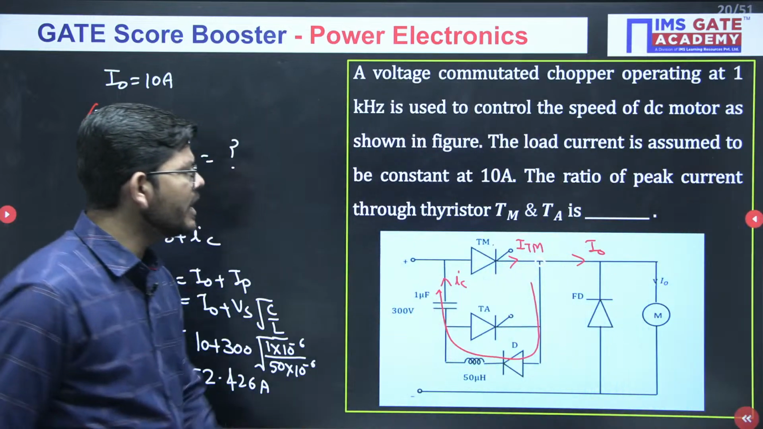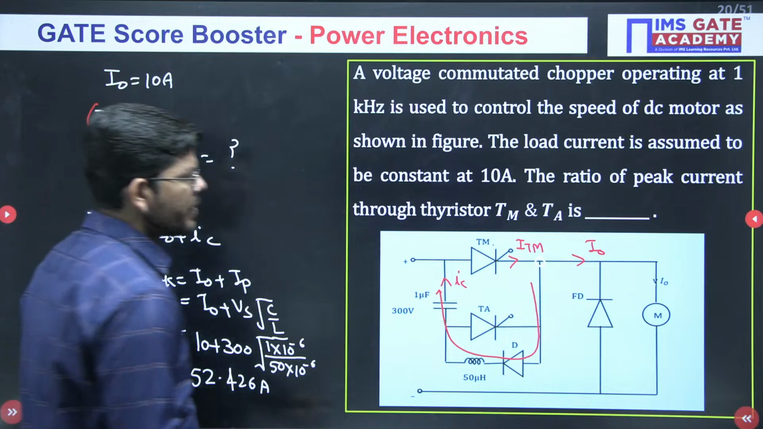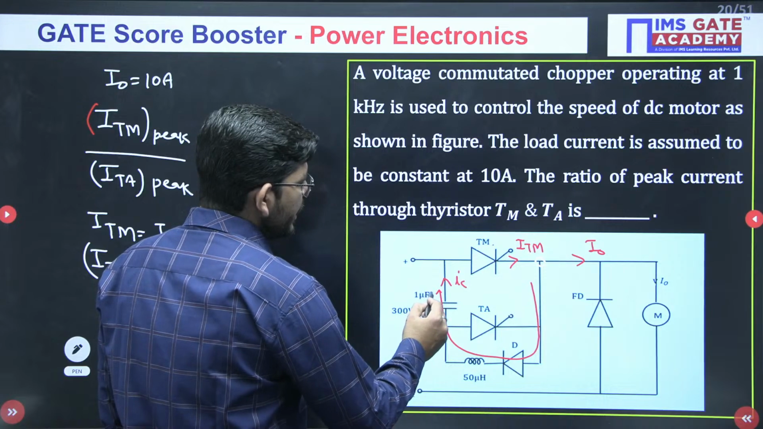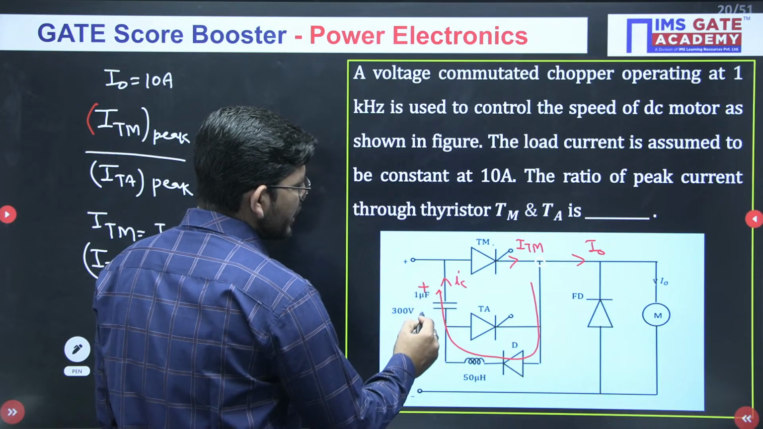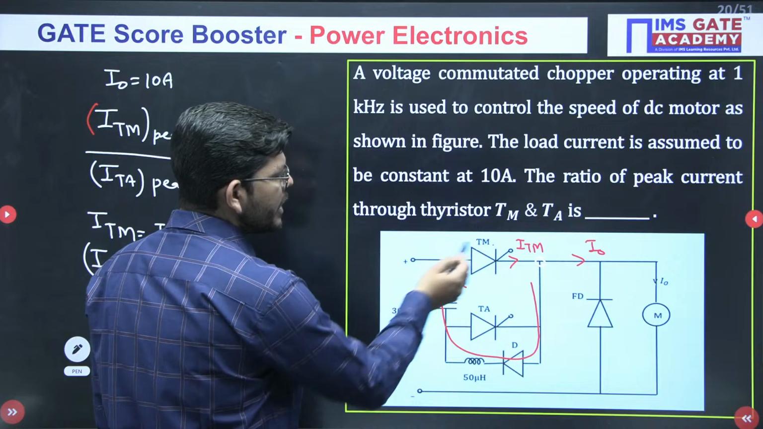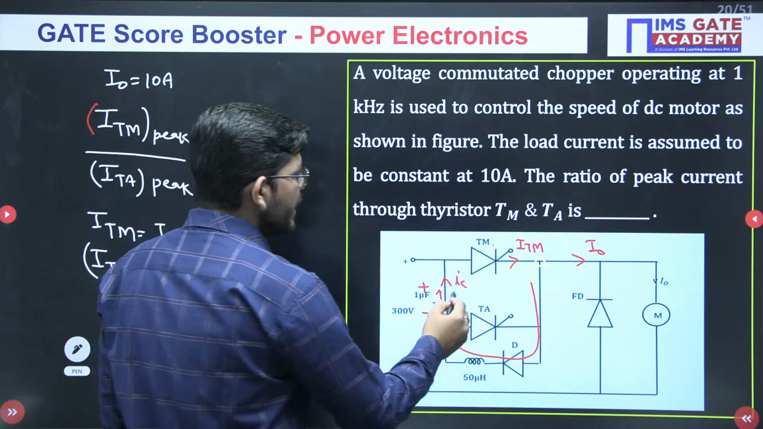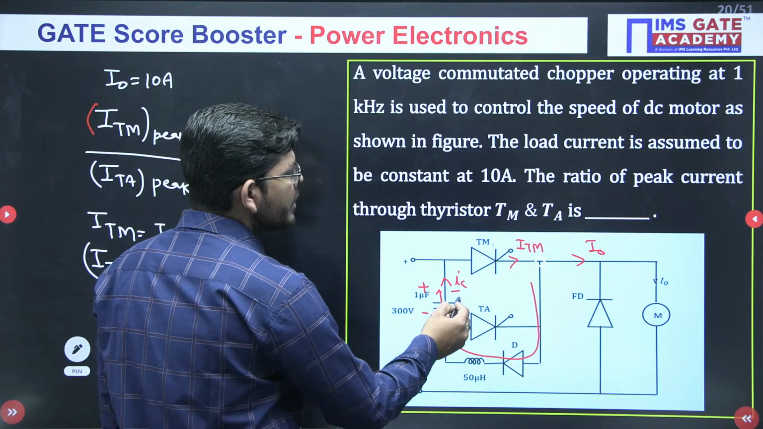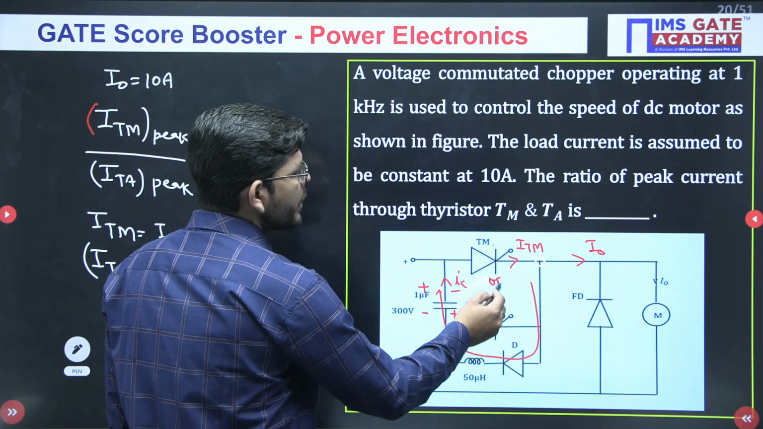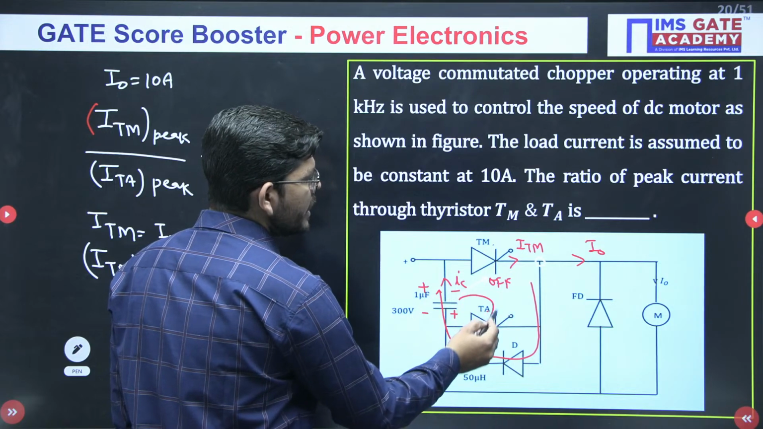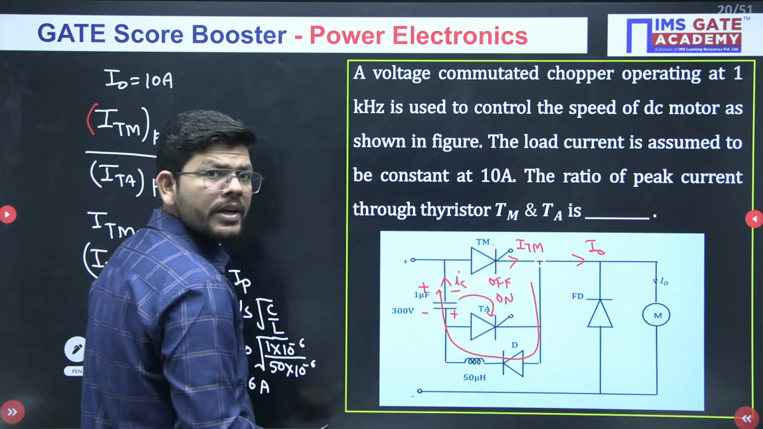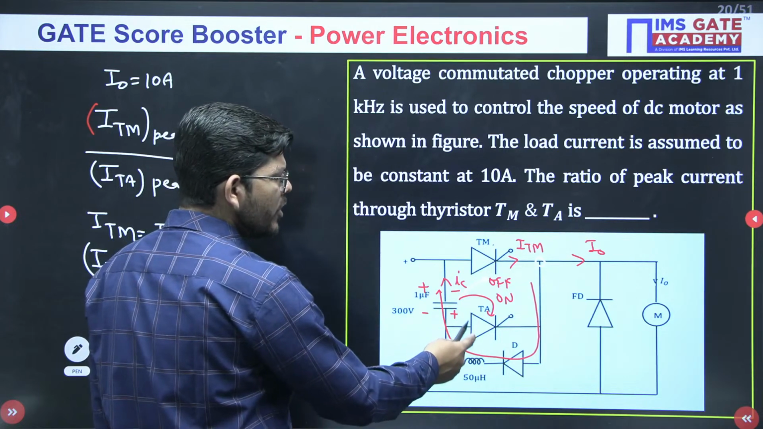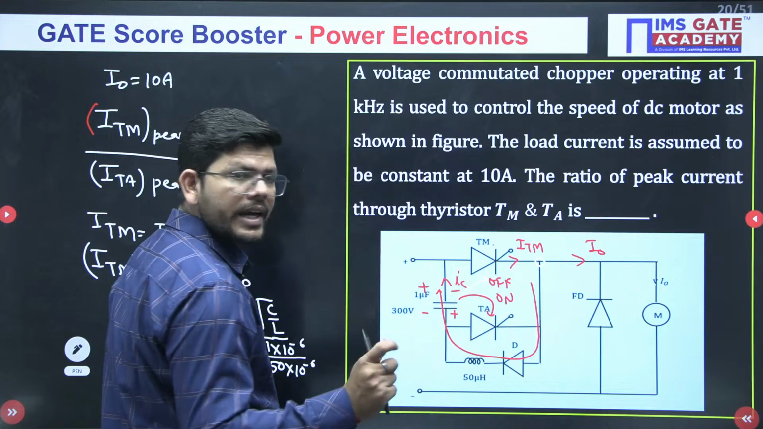Now what will be ITA peak? So just see. Initially your capacitor might be having this polarity. Because of this polarity your TM will be on. Finally your capacitor will be having this polarity. So when it has this polarity it will turn TM off, and this polarity will turn TA on. Yes or no? So when TM is off, there will not be ITM. But when TA is on, you will get current.